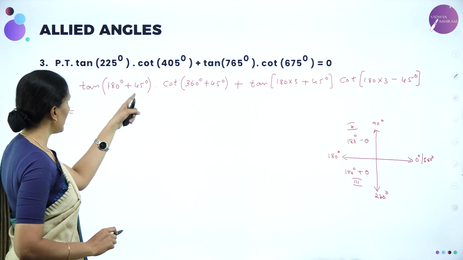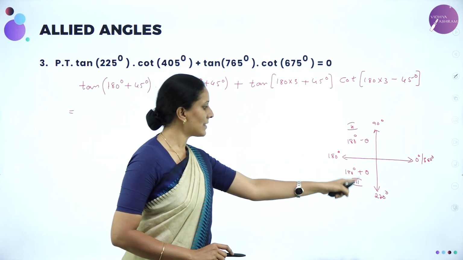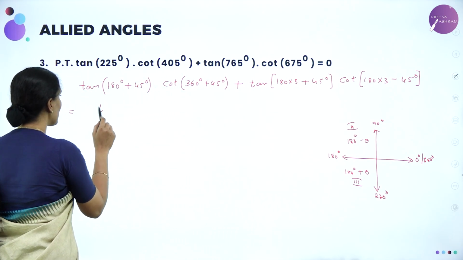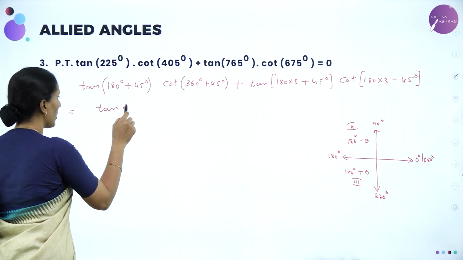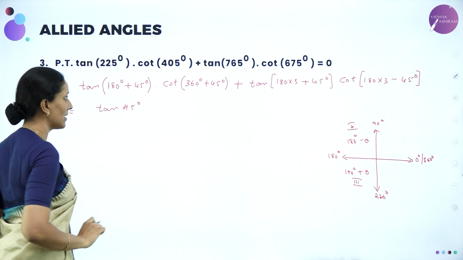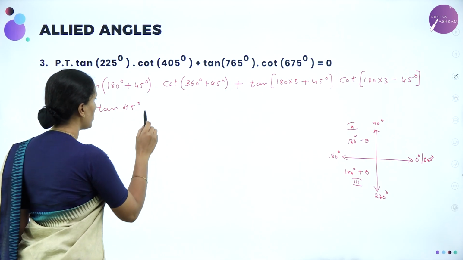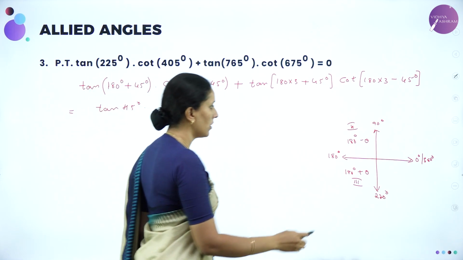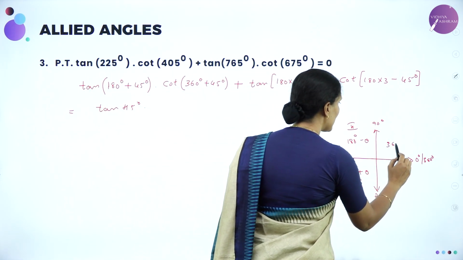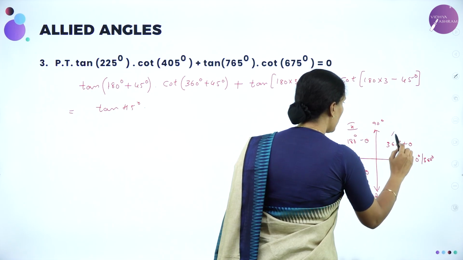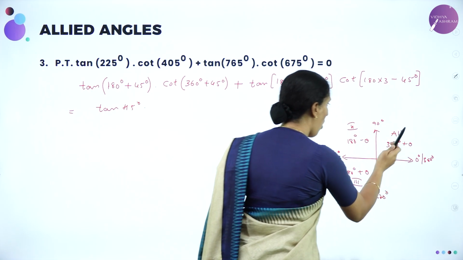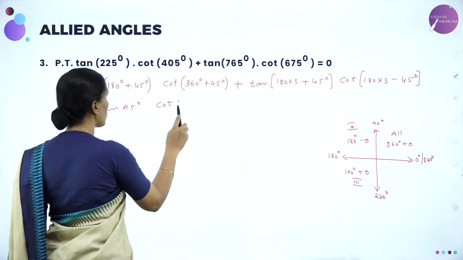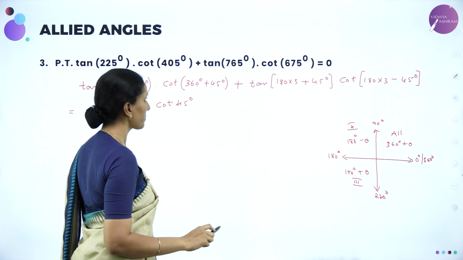Now tan 180 plus theta. 180 plus theta means the third quadrant, where tan is positive. So tan is positive, theta also remains the same, the function remains the same, and the sign also does not change. Next we have cot 360 plus 45. This is your 360 plus theta, and we know that in the first quadrant, all are positive. So therefore this is positive. We get cot 45 degree.